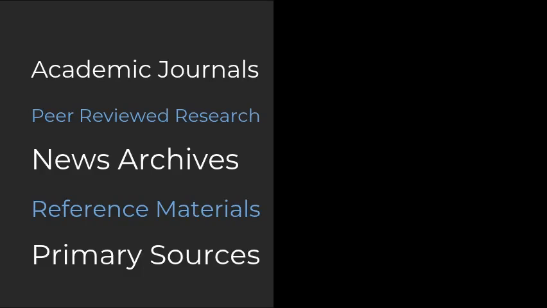Before an article gets published in an academic journal, other experts in that field have read it and evaluated whether the research is sound. That process isn't perfect, but items you find in a database have often been more carefully verified than what you can find in your average Google search.